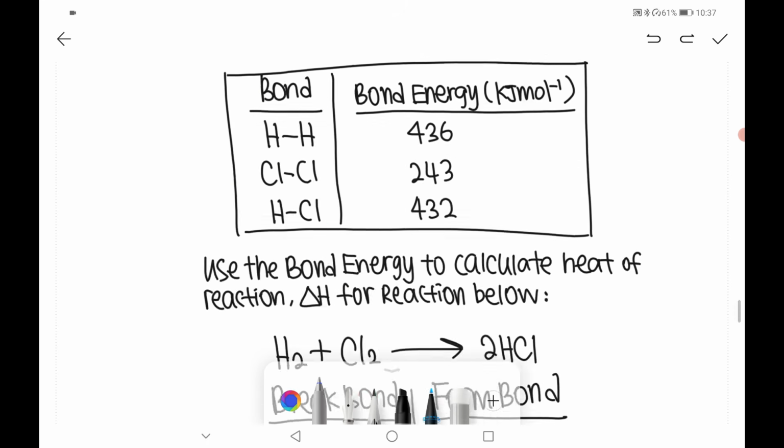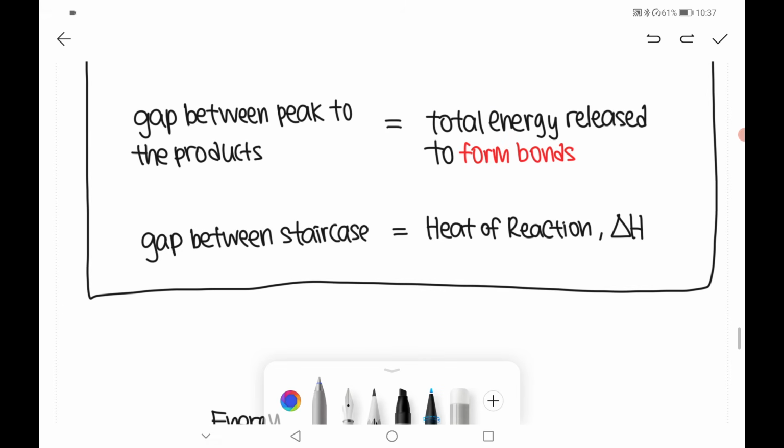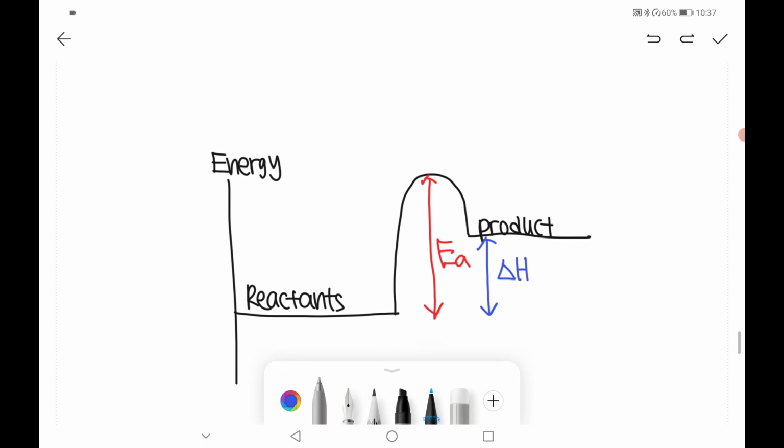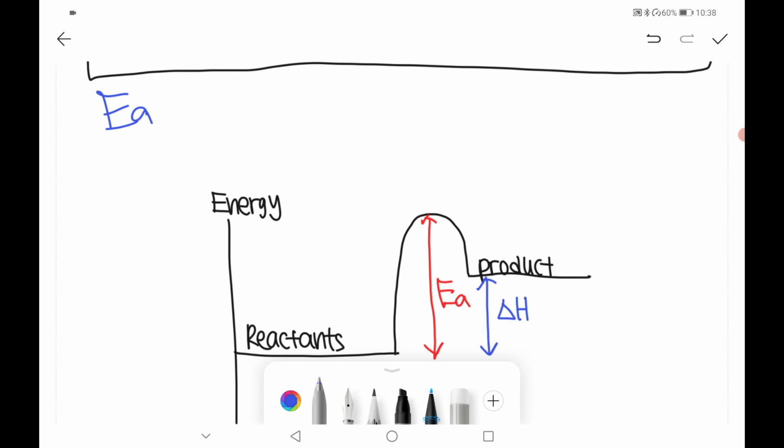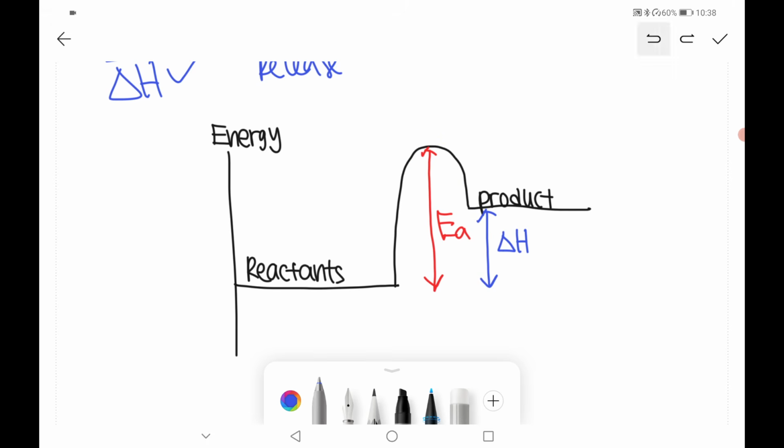After that, you must know how to label your energy profile diagram. Make sure you know what is your activation energy and where is your delta H. These two are the most important. Make sure you know how to find out the energy that you need to absorb and how much energy you need to release. So there are 4 things here. Energy absorbed is what? From the reactant to the highest point. This is the energy you absorb. Energy released is what? From the highest point to the product. This is the energy you release.